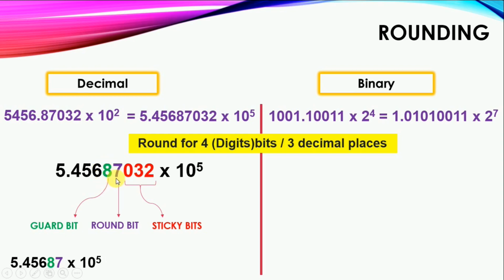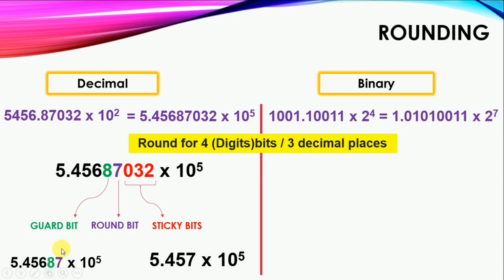If I am having the combination of guard bit and round bit, I have to consider both numbers for rounding. If the combination ranges from 0 to 49, I have to round down. If the combination is in the range 50 to 99, I have to round up. According to this example, I have both guard bit and round bit. The combination number is 87 here, so it is in the range 50 to 99. So I have to round up. My result after rounding will be 5.457. After rounding up, this 6 will become 7.